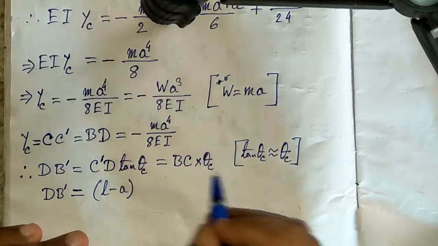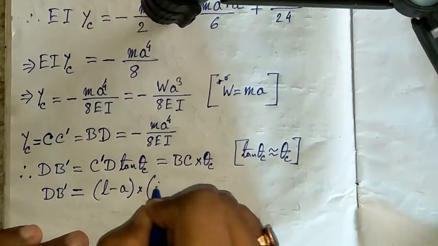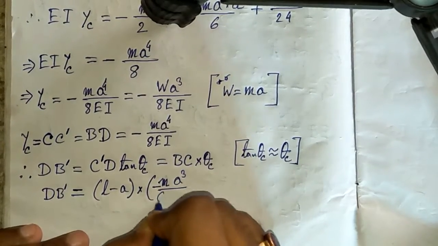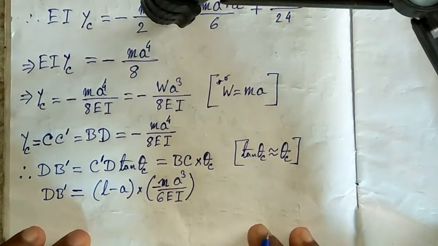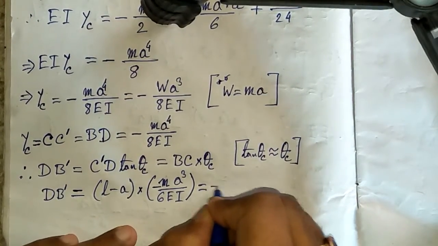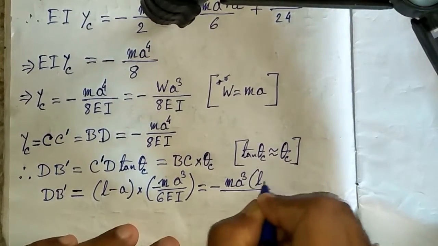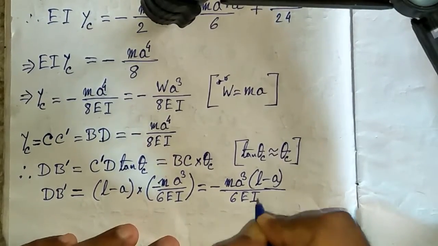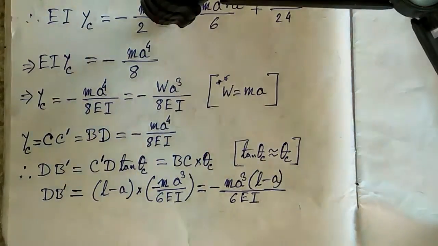The value of theta C is minus M a cube by 6 EI, so we can write that as minus M a cube into (L minus a) by 6 EI. This is the length of D to B dash.